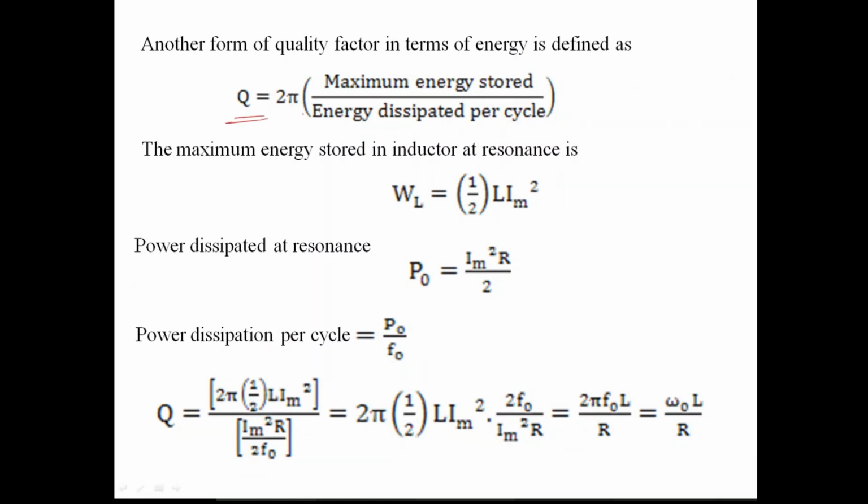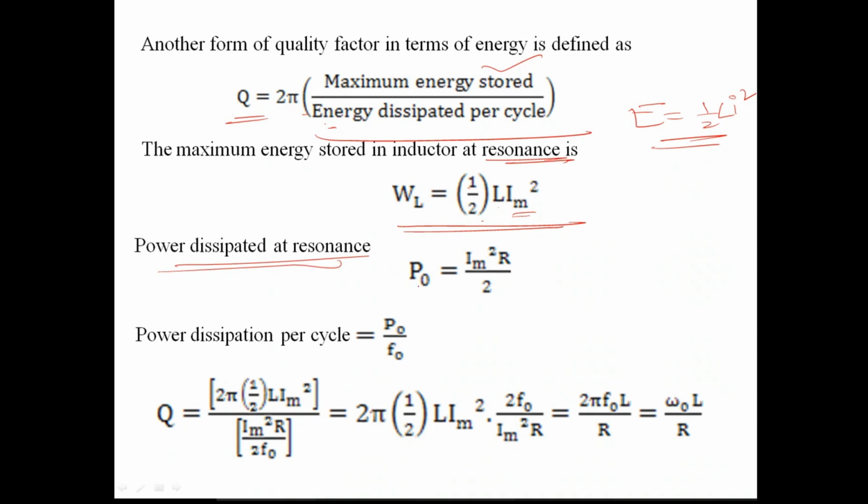Another definition of the quality factor is 2 pi times the ratio of maximum energy stored to the energy dissipated per cycle. The maximum energy stored in the inductor at resonance is given by the expression. We know the energy stored in an inductor is half L i square, but the maximum energy stored at resonance is half L Im square, because at resonance the current is maximum. The power dissipated at resonance is given by P naught is equal to Im square R by 2. Therefore, the power dissipation per cycle is given by P naught by F naught, and if you substitute these two, you will get the same expression for the quality factor.